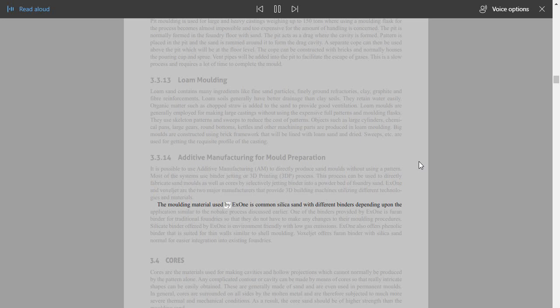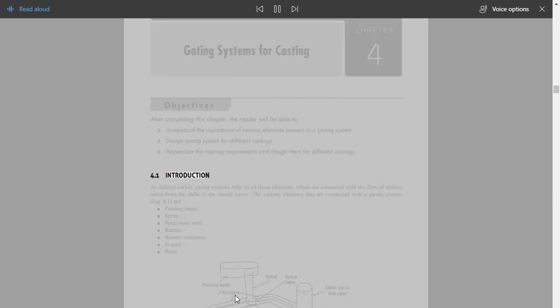The molding material used by X1 is common silica sand with different binders depending upon the application, similar to the no-bake process discussed earlier. One of the binders provided by X1 is Furan binder for traditional foundries, so that they do not have to make any changes to their molding procedures. Silicate binder offered by X1 is environment friendly with low gas emissions. X1 also offers phenolic binder that is suited for thin walls similar to shell molding. VoxelJet offers Furan binder with silica sand, normal for easier integration into existing foundry production.